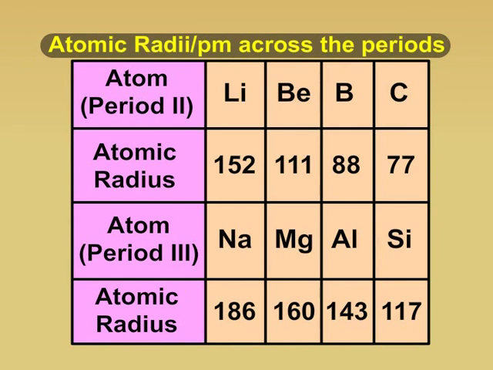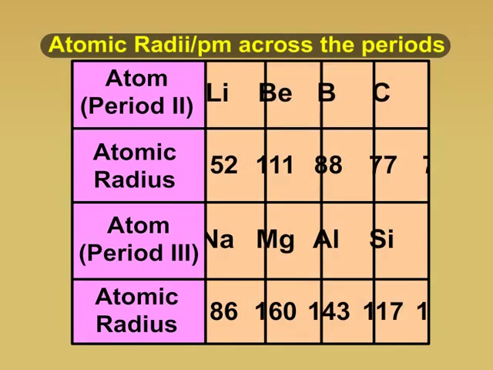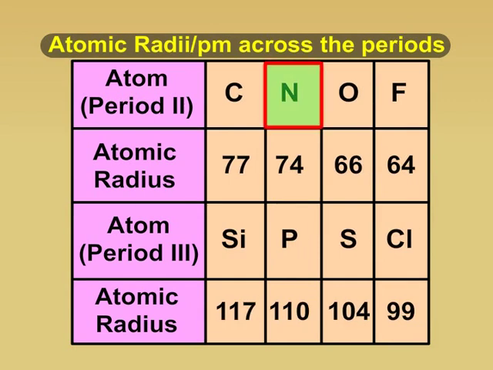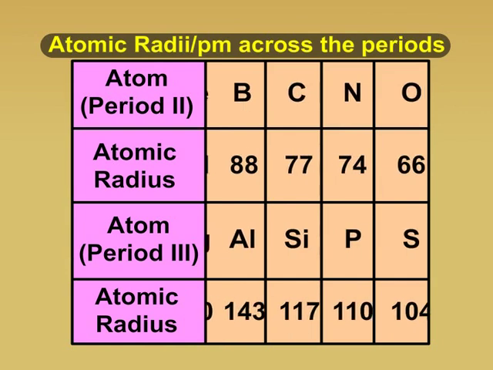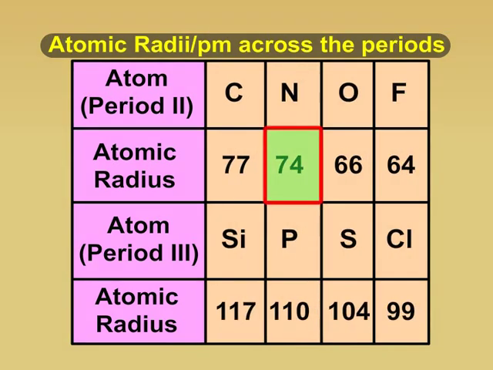Let us have a look at atomic radii in picometer of elements across the periods. That is lithium, beryllium, boron, carbon, nitrogen, oxygen and fluorine. From the table, we find them to be 152, 111, 88, 77, 74, 66 and 64.